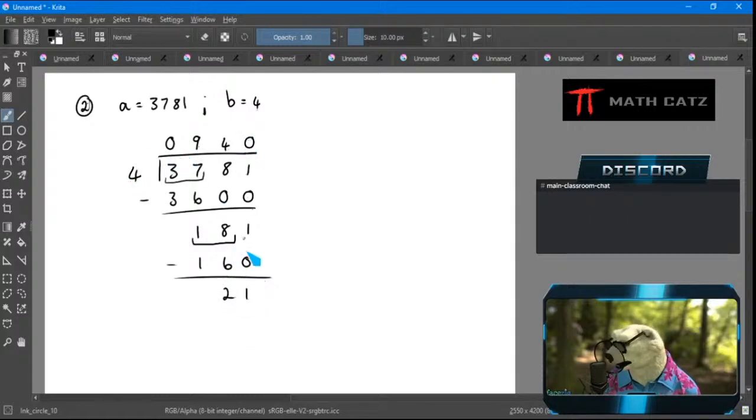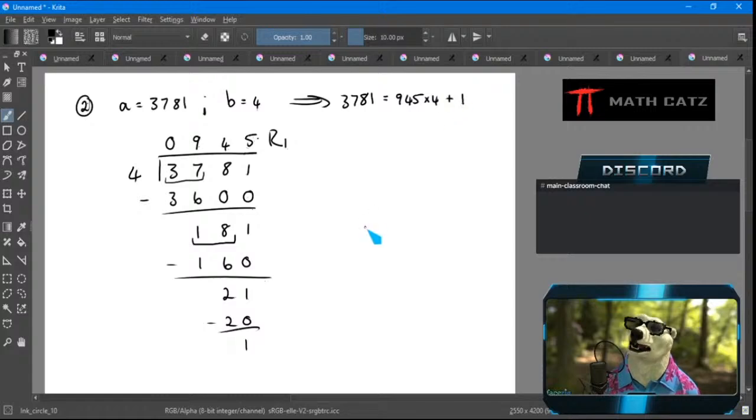Then I go to the ones position, and I have 21 ones. 4 goes into 21 5 times. 5 times 4 is 20. That's what's used. And again, I have 1 left. The remainder could be 0, 1, 2, or 3. It's just not going to be 4 because then I didn't do my division right. So my original number of 7,381 can be split up according to 4 into 945 groups of 4 and a little remainder of 1.